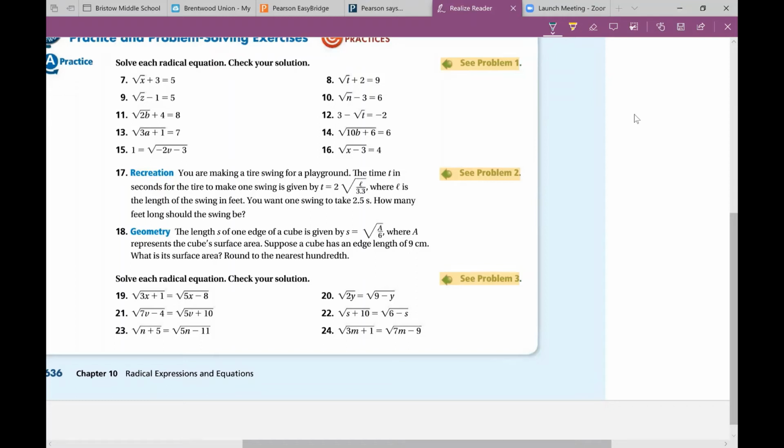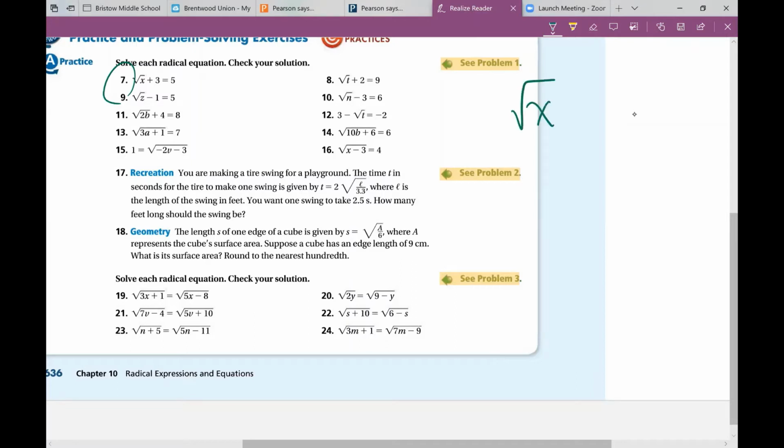Solving radical equations are very much like solving basic linear equations. You will start by getting rid of whatever is by the variable and then taking care of the variable at the end. So I'll start with your first problem, number 7. Number 7 is radical x plus 3 equals 5.